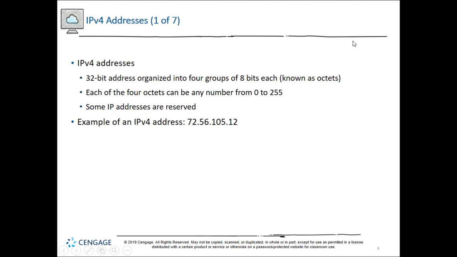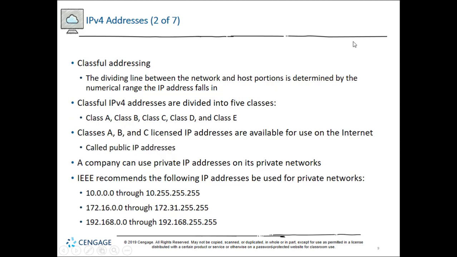For example, the 10 dot addresses are private. The 172.16 all the way to 131 are private. The 192.168.0.0 to 192.168.255.255. These are all private addresses. These are what we normally see inside of our networks.